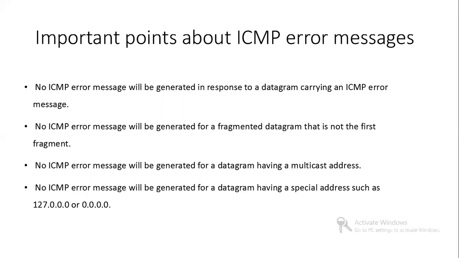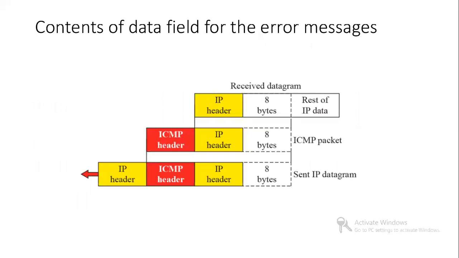Note that all error messages contain a data section that includes the IP header of the original datagram plus the first 8 bytes of the data in that datagram. The original datagram header is added to give the original source, which receives the error message, information about the datagram itself. The 8 bytes of the data are included because the first 8 bytes provide information about the port numbers, that is UDP and TCP, and the sequence number, TCP. This information is needed so that the source can inform the protocols, that is TCP or UDP, about the error.